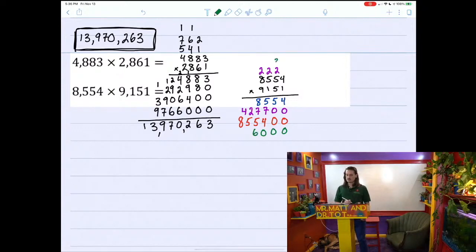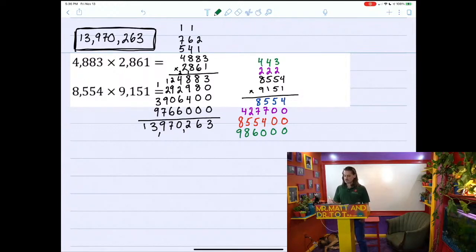And then lastly, we have 9 times 8, which is 72. 72 plus 4 is 76. We have nothing else to carry over into, so we just write out the 76. And then we're going to add these values up. 4 plus 0 plus 0 plus 0 is just 4. 5 plus 0 plus 0 plus 0 is just 5.